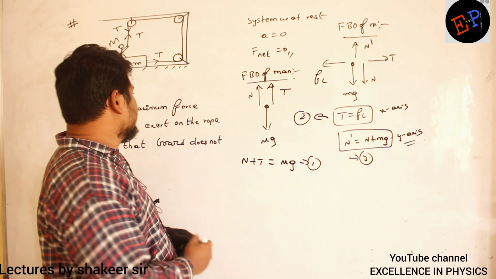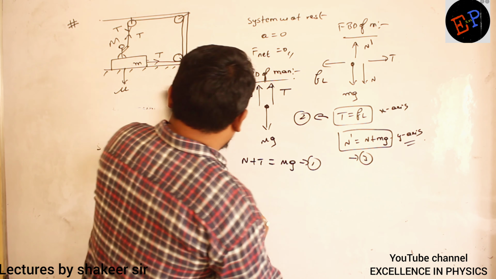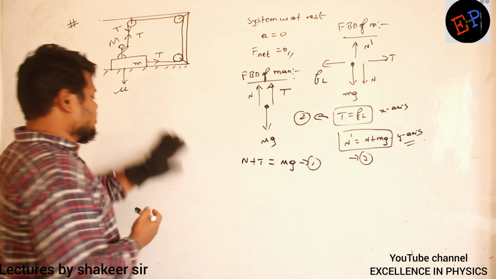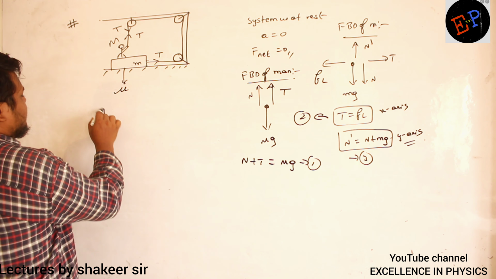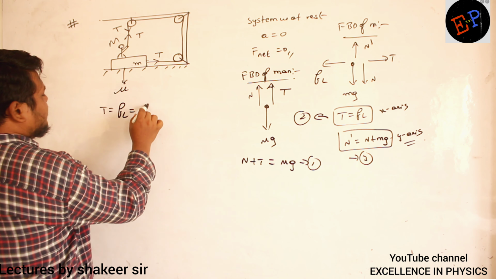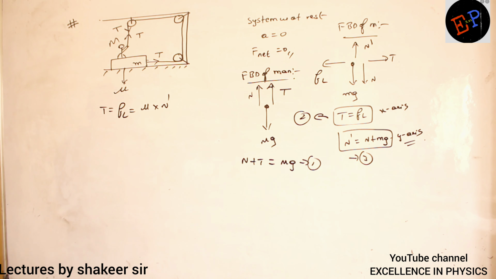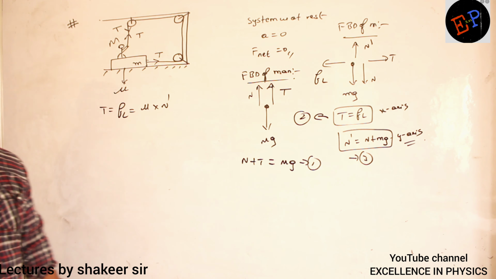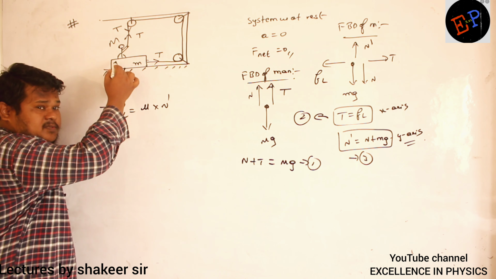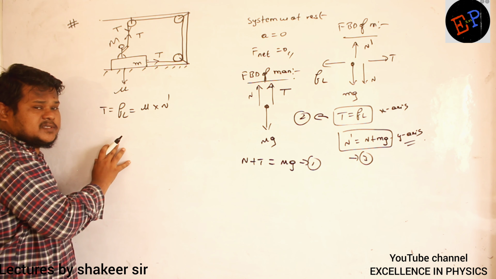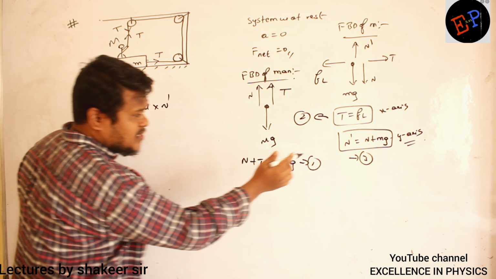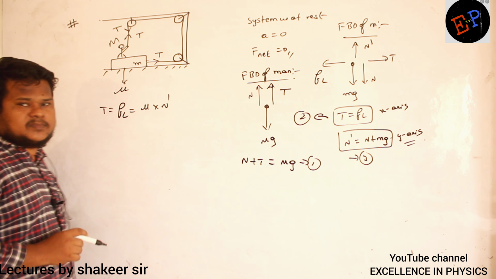Okay, let us see how we can proceed in this problem. See my first one, T is equal to Fl. Fl can be written as mu into N dash, no? Why am I writing mu into N dash here? Because on this mass, what is the total normal reaction which is acting? Total normal reaction is not N, it is N dash. Are you able to understand?